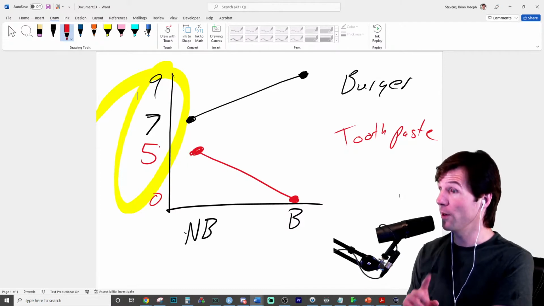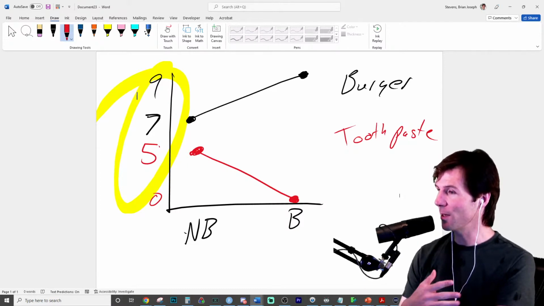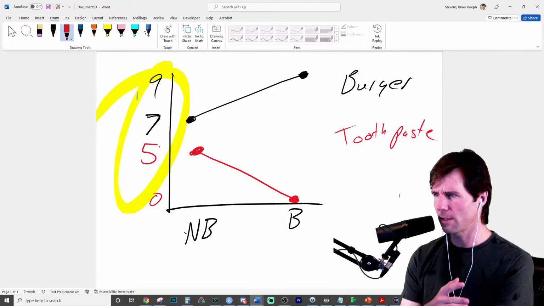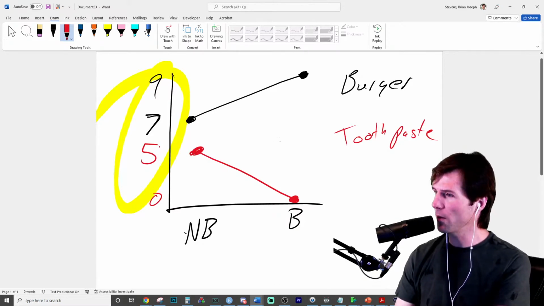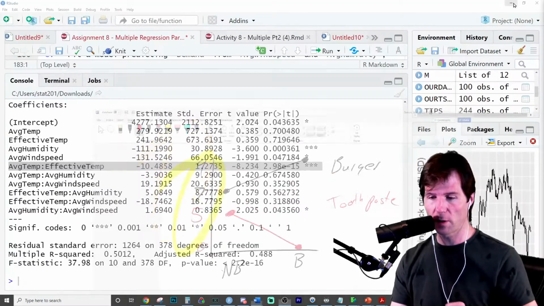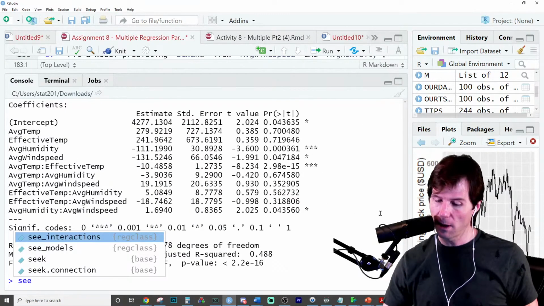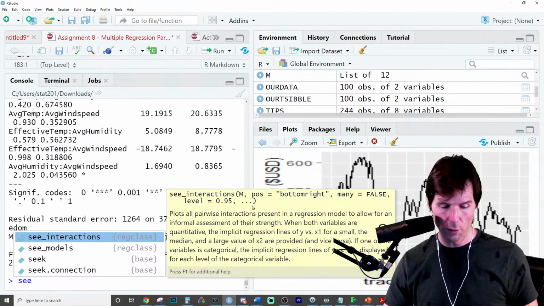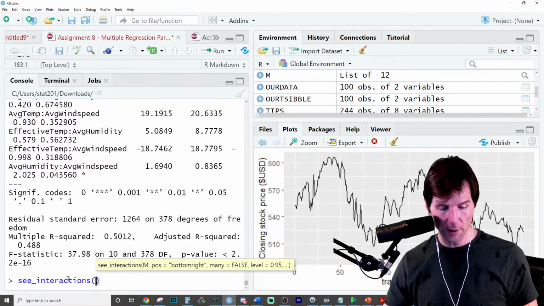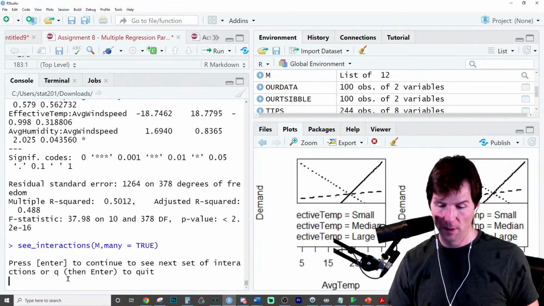It's kind of codependent, or it interacts, right? Sometimes it really enhances something. Sometimes it doesn't do so well. So remember how these lines look, because this is going to help us for the next question. Let's take a look at the interactions on this plot, and go here to the model and do many equals true.